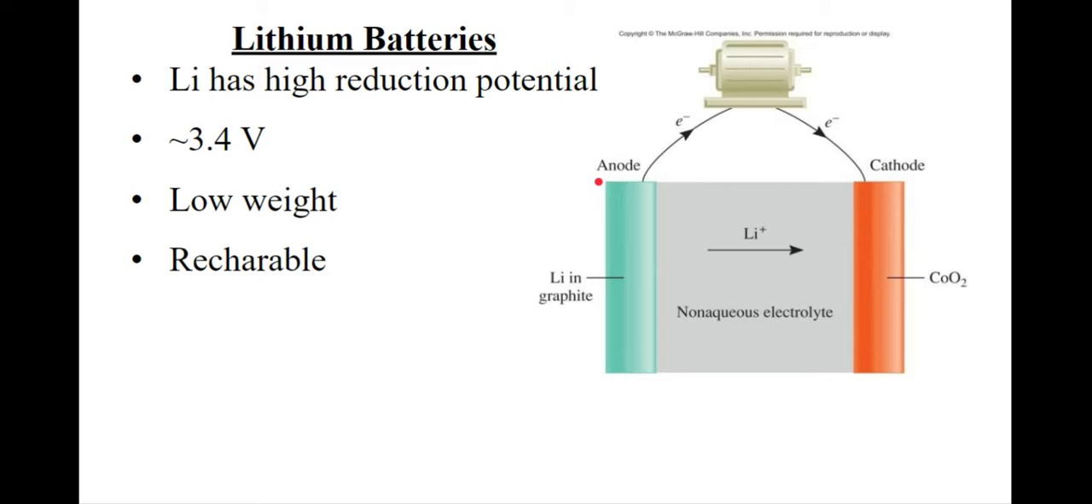There's the lithium battery. These, in the last 10 years, have taken over as almost universal, if we're talking cell phones, laptops, other electronics, or more expensive AA and AAA batteries. They have very high reduction potentials compared to lead and zinc, so they can have higher voltages. They're low weight because lithium is a very light metal.